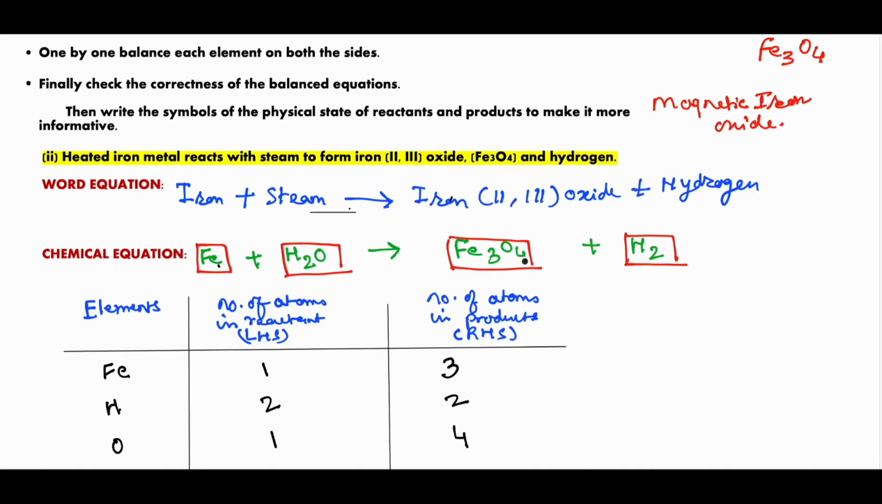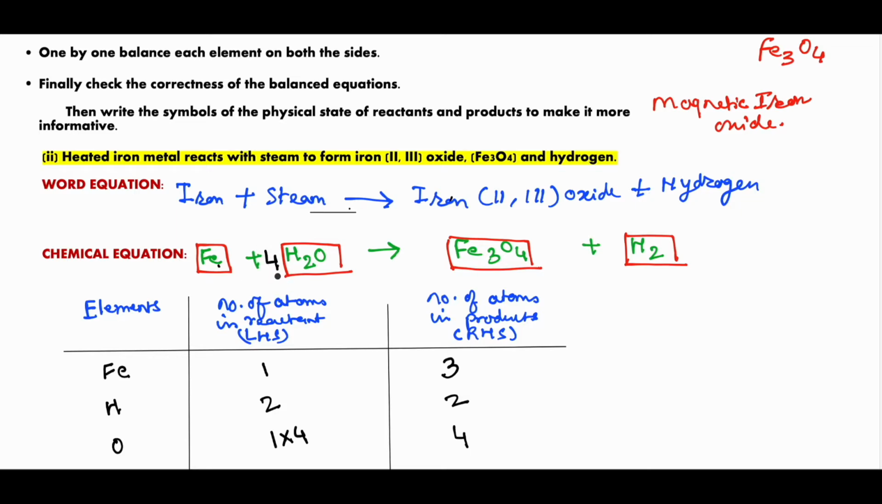Here observe this oxygen atom. It is 4 on the right hand side and 1 on the left hand side. So to make this left hand side 4, what we will do? We will multiply it by 4 as a coefficient. So now both the oxygen atoms are balanced. So we will write the coefficient 4 here.